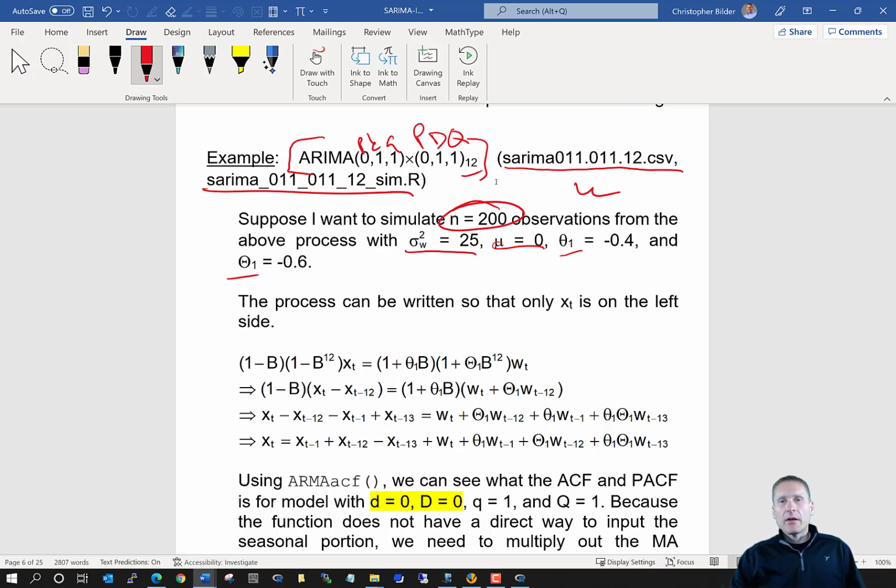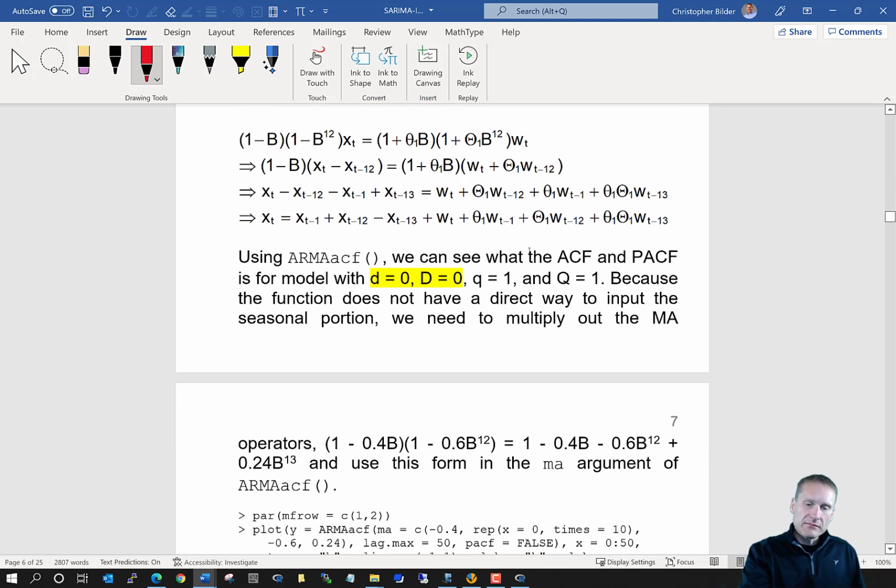Okay, so a very basic aspect that I might, for example, ask you to do with this kind of model is actually write out the model so that x of t is only on the left side of it. And so this is what we have here. We have these two parts for the differencing. We have these two parts for the moving average aspects of our model.